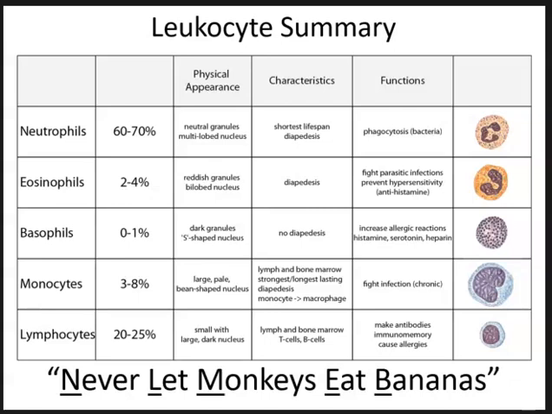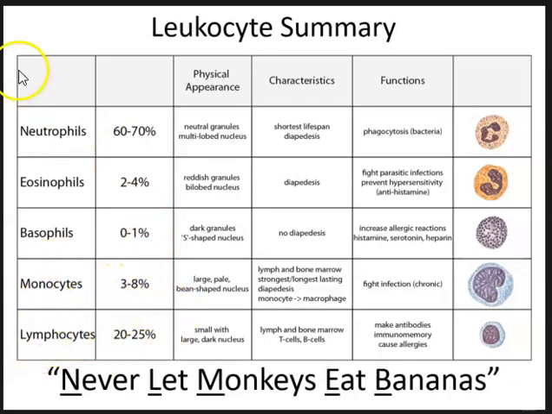So this is just a nice summary, a table of all the different types of leukocytes. We have the granulocytes, the neutrophils, eosinophils, and basophils. And then we have agranulocytes being the monocytes and lymphocytes.